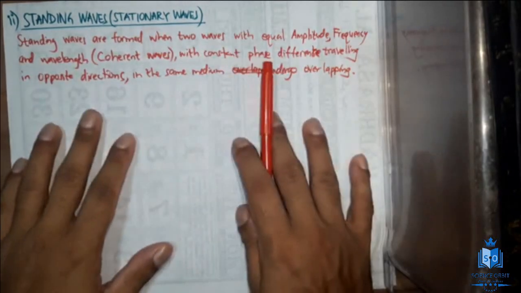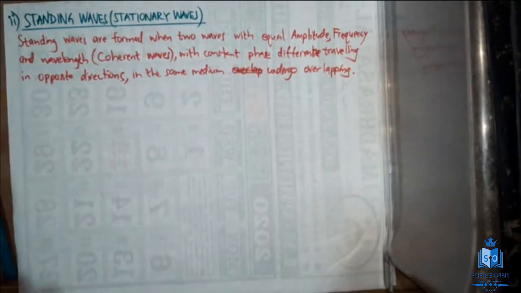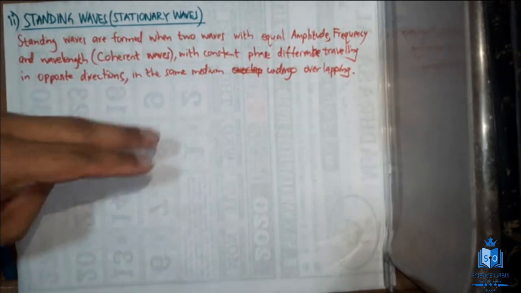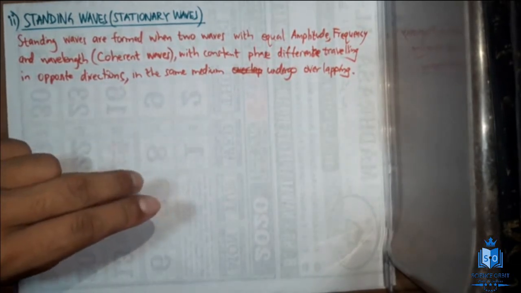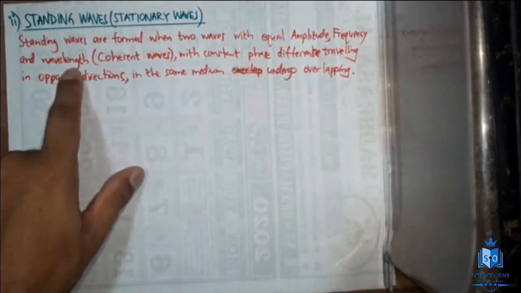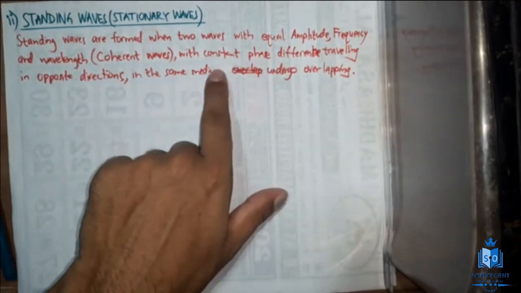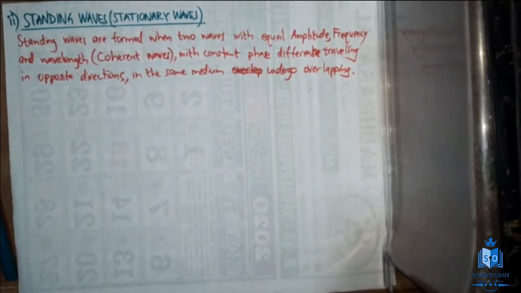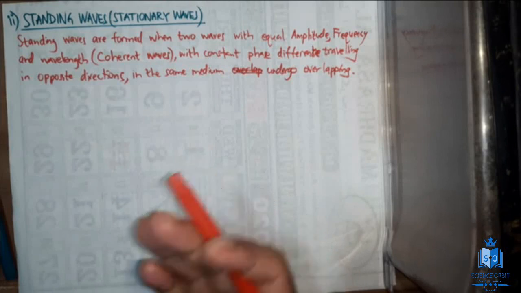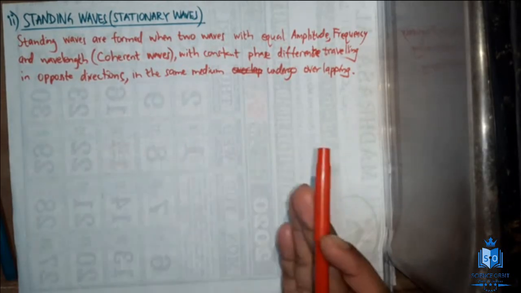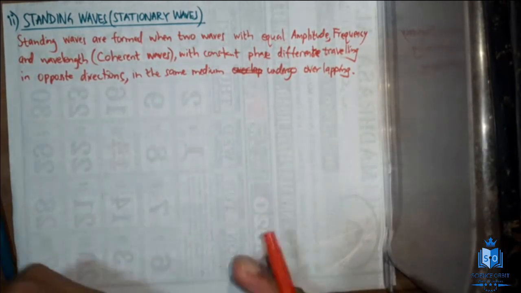Okay, I have written a lot of things, but let's break that into parts and try to understand this. Standing waves are formed when two waves with equal amplitude, frequency and wavelength, and this part is also important, have constant phase difference. The phase difference as the waves move should not change. The phase difference means, if the crest of one wave is ahead of the trough, it should always be ahead. That gap can't change.